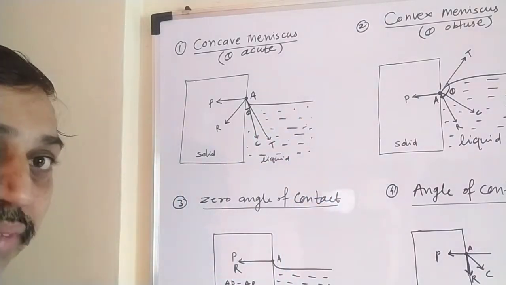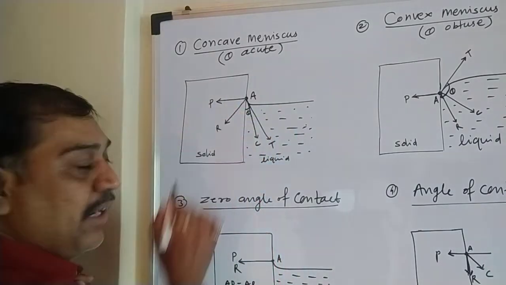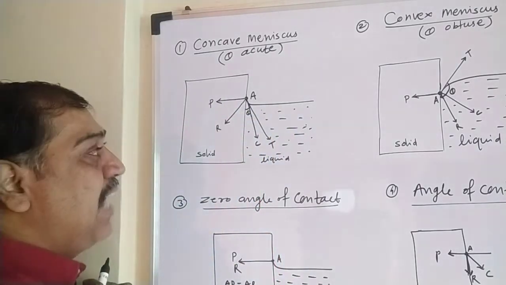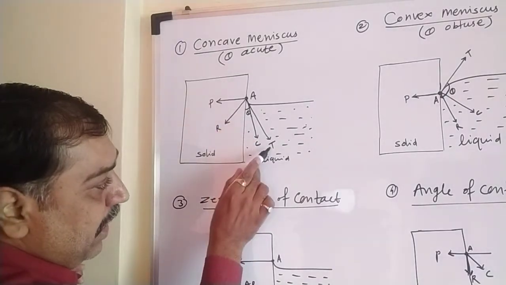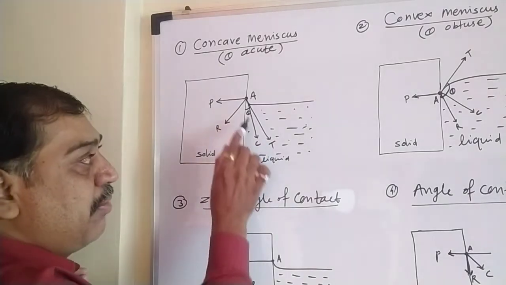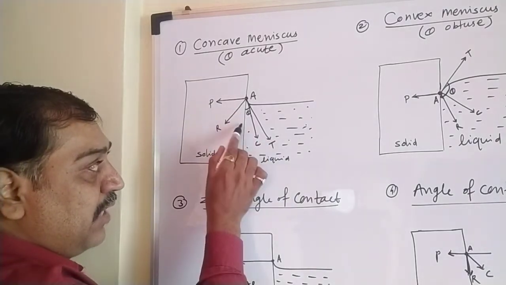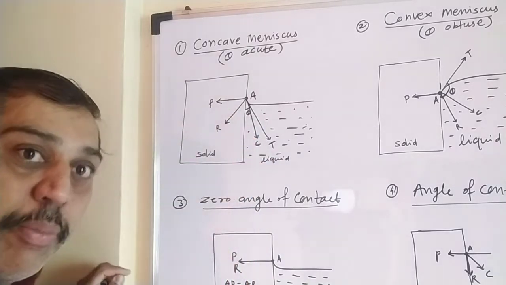Apart from this, this is the surface, and this point of contact is A. At this A, you can draw the tangent to the liquid surface, and that comes here as AT. AT is the tangent drawn to the liquid surface. So the angle measured inside the liquid between the tangent and the solid surface, this angle is theta. That is said to be the angle of contact here.